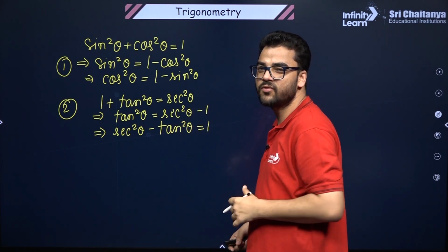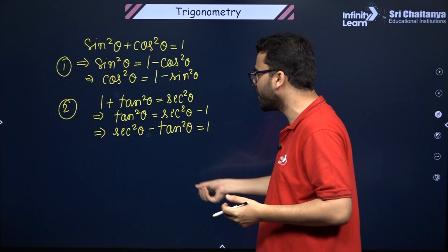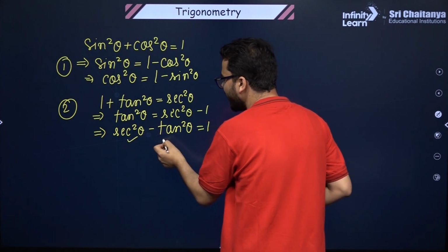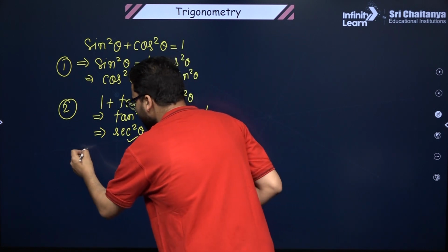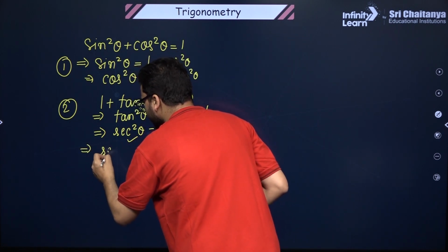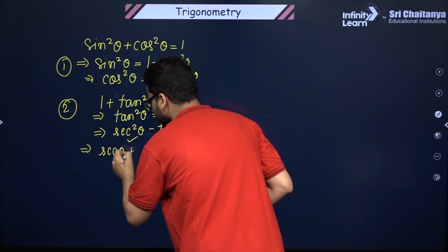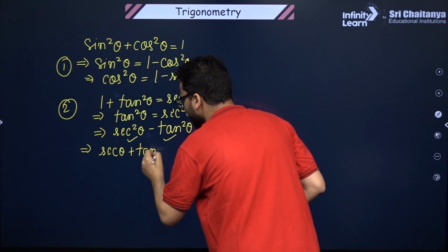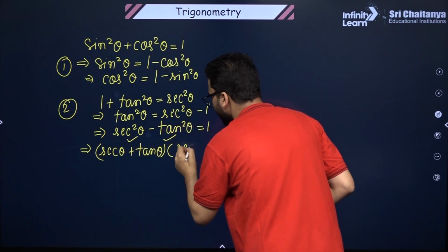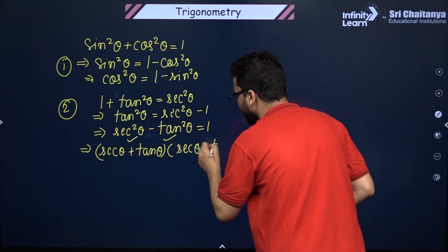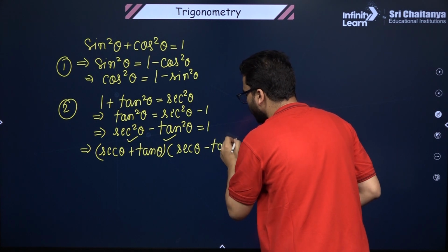Now one more thing which you can take as an identity if you remember properly. See, we can use a square minus b square identity over here. So sec square theta minus tan square theta we can write like this: sec theta plus tan theta into sec theta minus tan theta, right? And that is equal to 1.